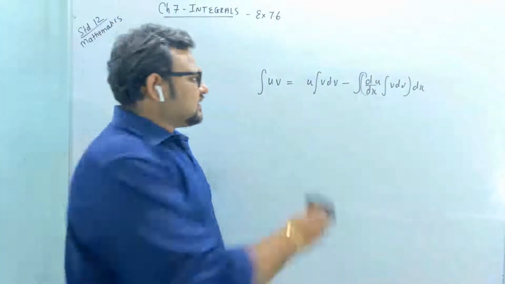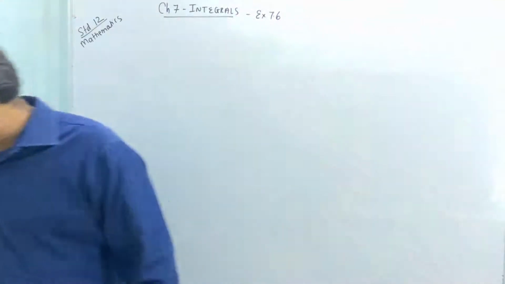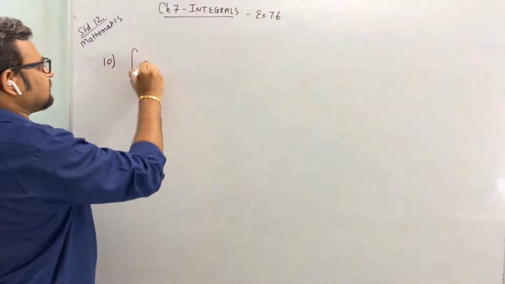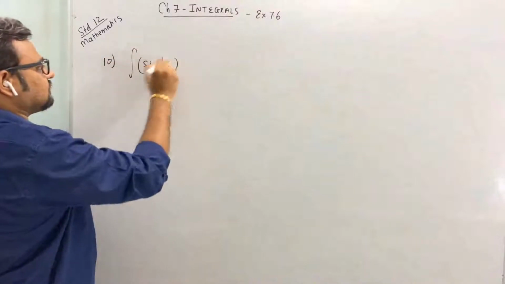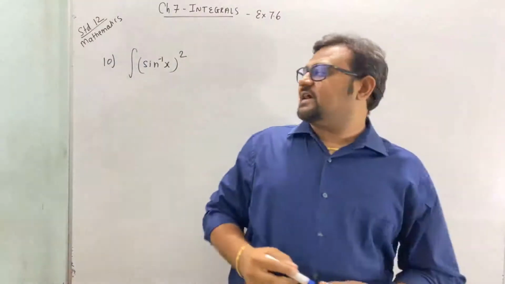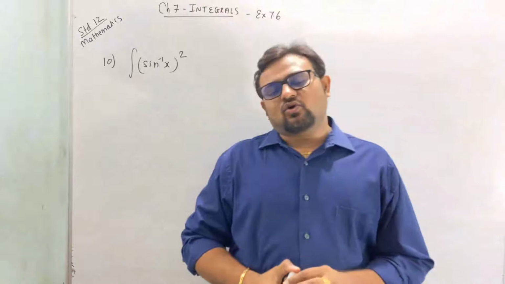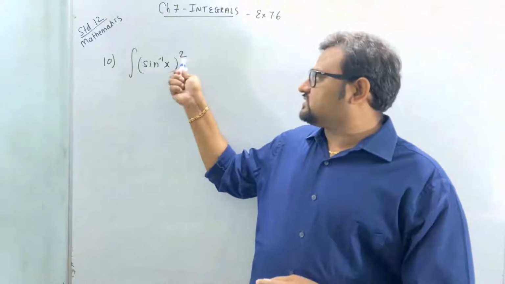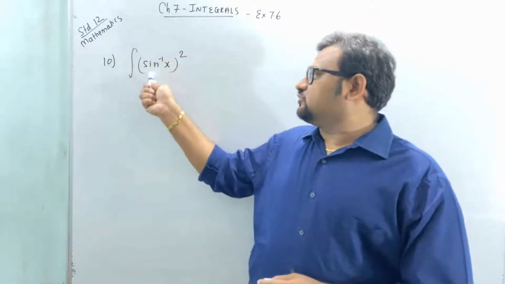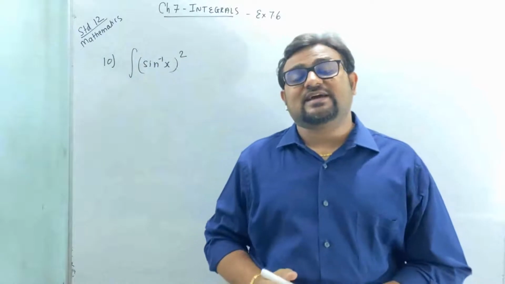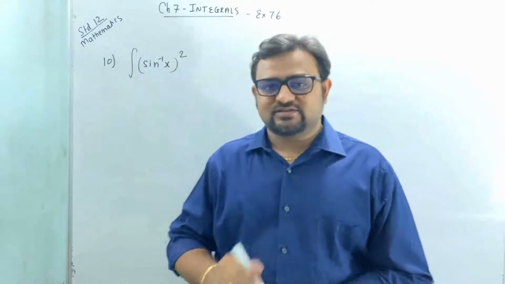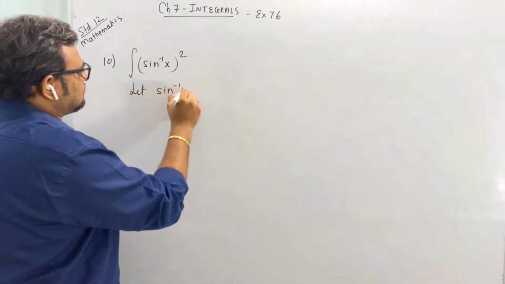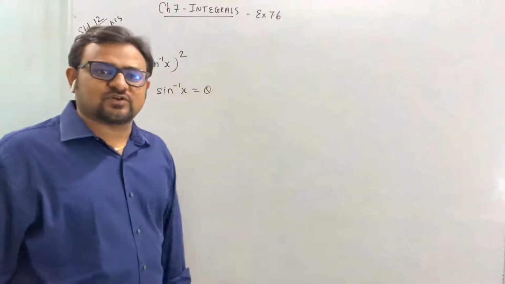Okay, so let's begin with the 10th sum. Question number 10 is sine inverse x whole square. So now what we can do here: first there is inverse and square, so we can assume this sine inverse x as theta, right? Let's say sine inverse x is equal to theta.